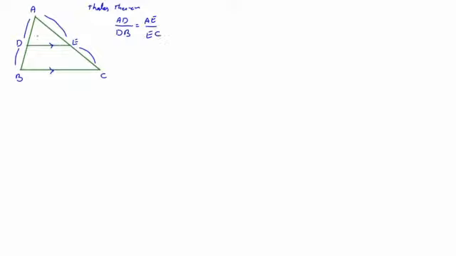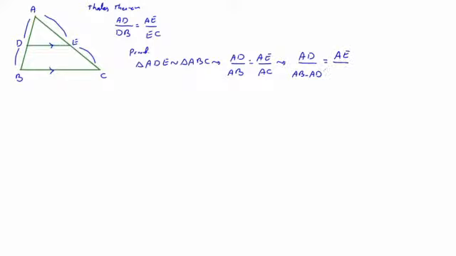The proof is easy. You can use that these two triangles are similar. ADE is similar to ABC, so we can say AD over AB, the ratio of corresponding sides, is equal to AE over AC. And then in fractions we can do this: AD over AB minus AD. Look, denominator minus numerator. You should do the same thing on the right side: AE over AC minus AE. So it will be AD over AB minus AD, which is DB, equal to AE over AC minus AE, which is EC.